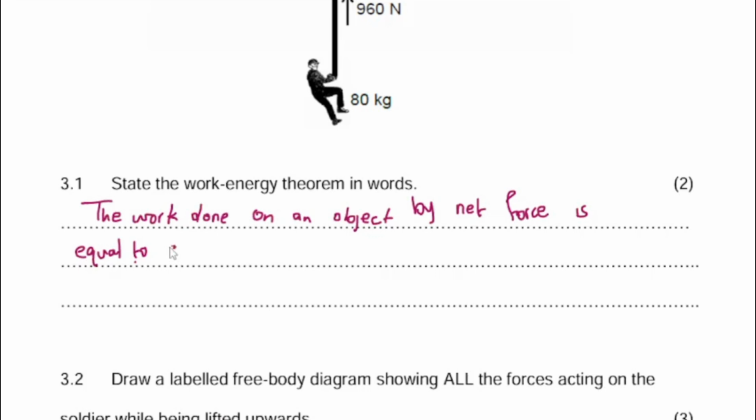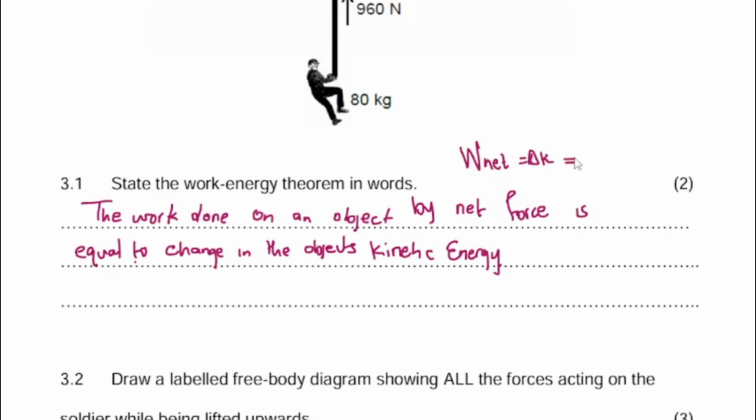It's equal to the change in the object's kinetic energy. Please just give them that definition. You'll definitely collect those 2 marks. So what we are trying to say is that the work done by the net force is equal to the change in kinetic energy, and we can write the change in kinetic energy as K final minus K initial.